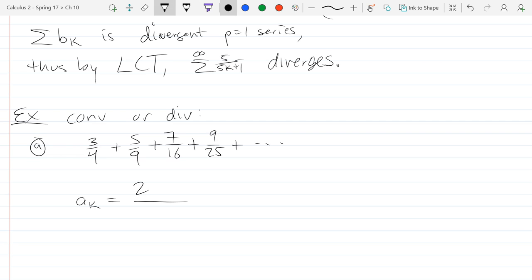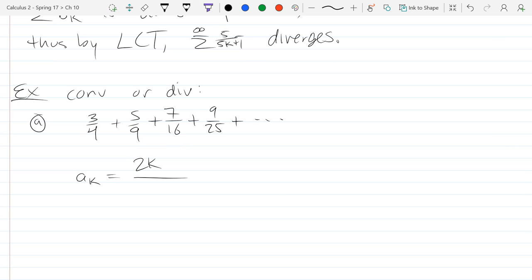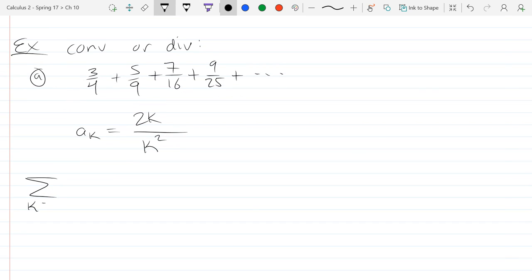So that's going to look like 2k. So every time you go over 1, you get another 2. It doesn't look like k plus 2. It looks like k times 2. What about the denominator? Squared. It's like a square progression. So we'll try k squared. And just looking here, let's start k at 2. So my k squared denominator works out: 2 squared, 3 squared, 4 squared.